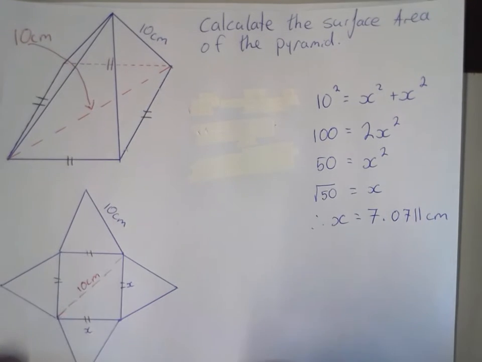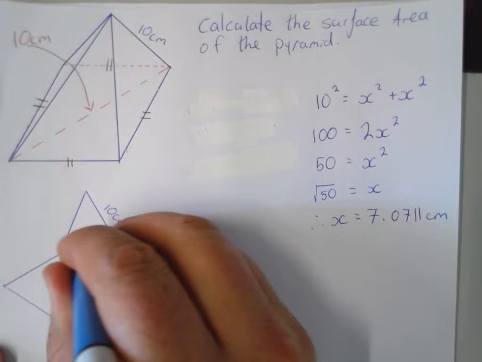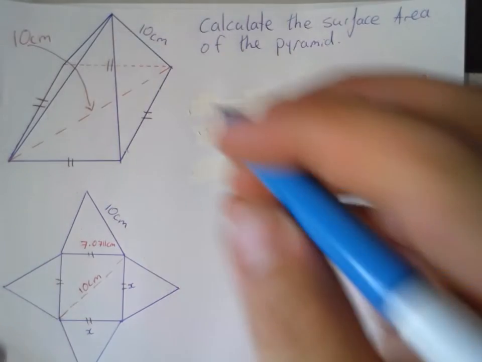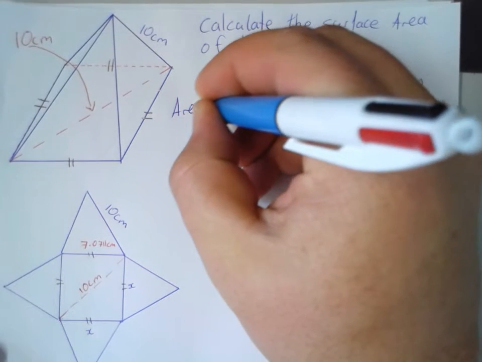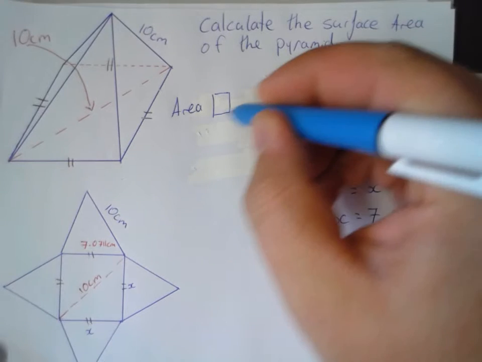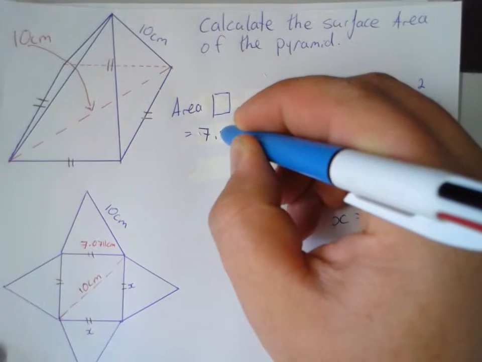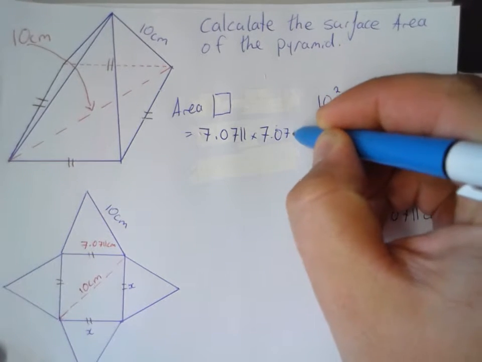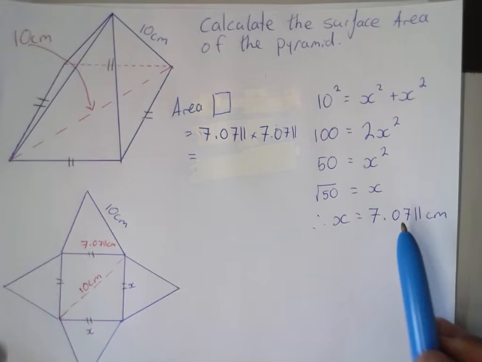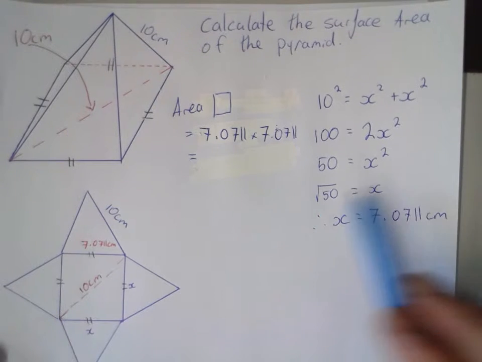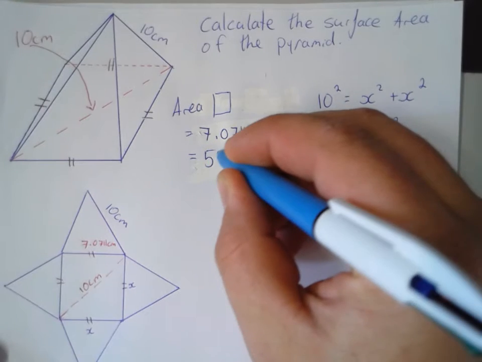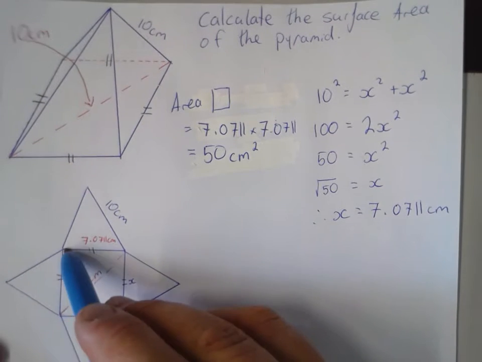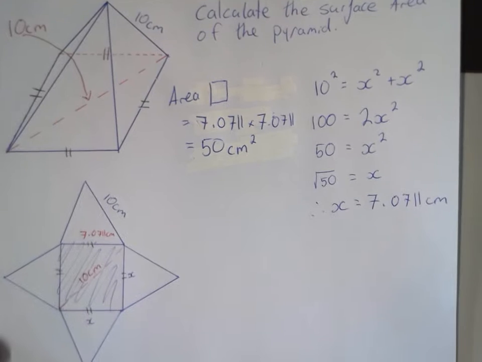So now I'm going to label this on here as 7.0711 centimeters. So now I can say that the area of the square is equal to 7.0711 times 7.0711, which, because this number is the square root of 50 and I'm essentially just squaring it, my answer is going to be 50 centimeters squared. That is the area of the base of my pyramid.